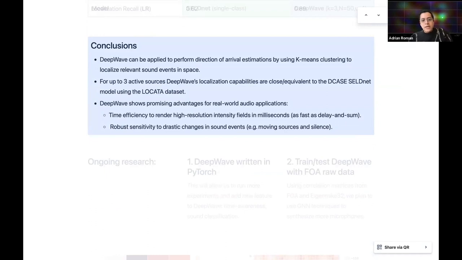And another aspect is that DeepWave is a very promising model for many more applications, even in the real world. One reason is that it is very time efficient. In the paper, the authors mentioned that it's just as fast as a simple delay and sum beamformer. And another aspect is that it is very robust to drastic changes in sound events, such as moving sources or silence. And yeah, this is pretty much the end of my presentation.